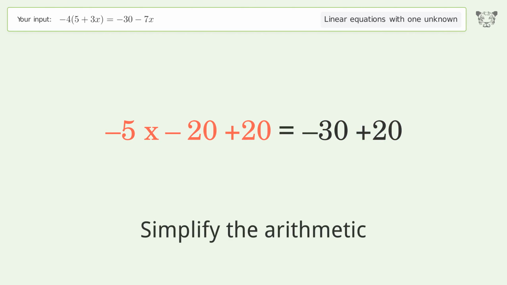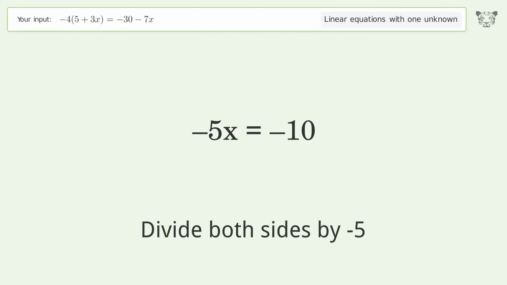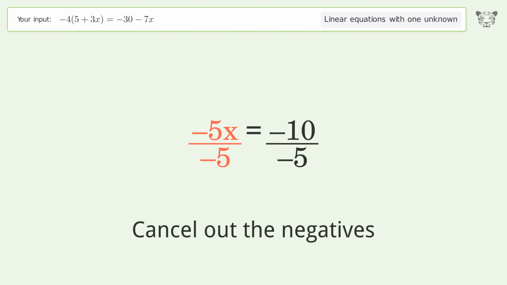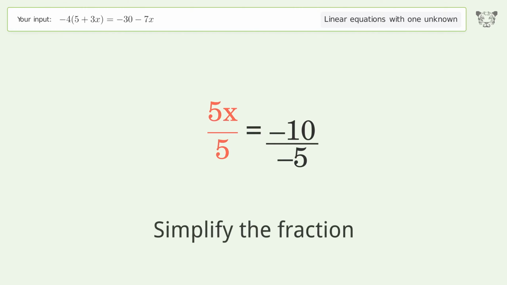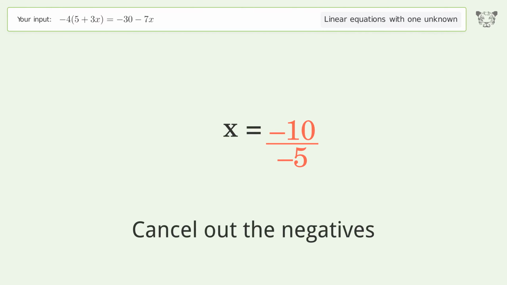Simplify the arithmetic. Isolate the x. Divide both sides by -5. Cancel out the negatives. Simplify the fraction. Cancel out the negatives.